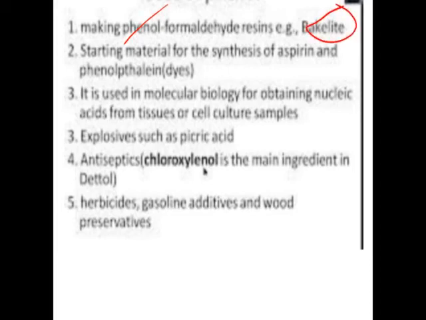Bakelite is the example. For the synthesis of aspirin and phenol dyes, we use phenol as the starting material. So phenol is useful as the starting material for the synthesis of aspirin as well as phenolphthalein. Then it is used in molecular biology for obtaining nucleic acids, RNA and DNA, from tissue or cell culture.